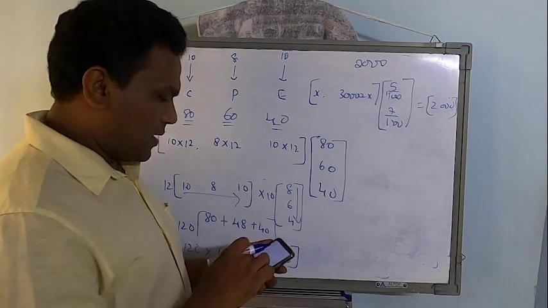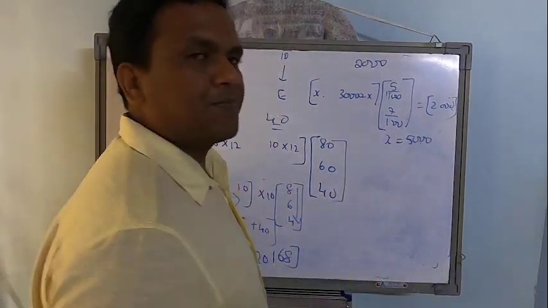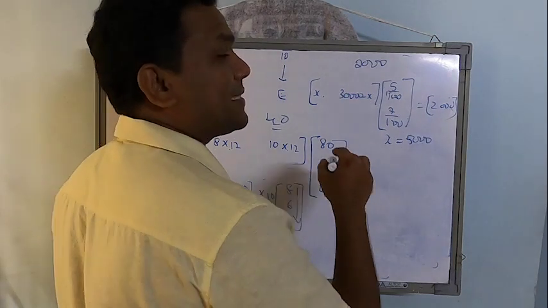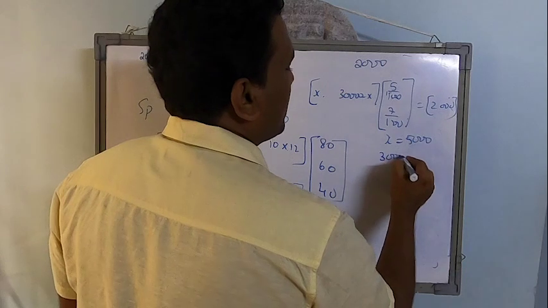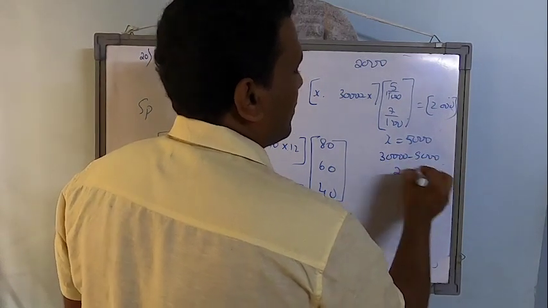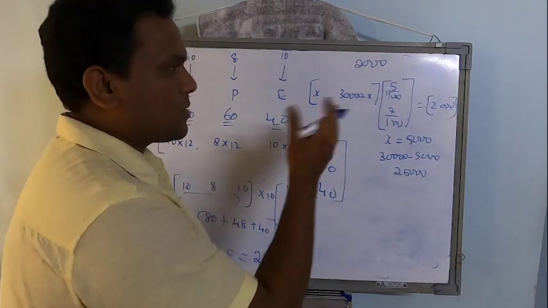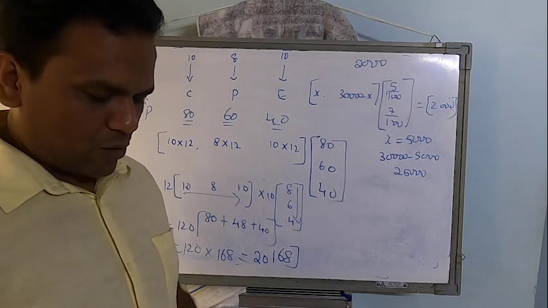And in the second one, upon simplifying, you will get x equal to 5000. This is the first bond investment. What will be the second bond investment? The second bond investment will be 30,000 minus 5,000. So that's going to be 25,000. I just remembered it, and I just thought of doing that also.